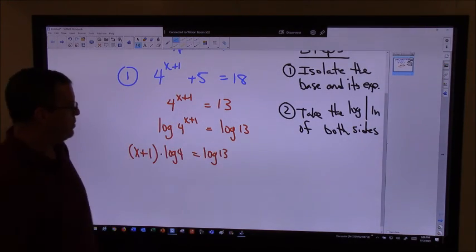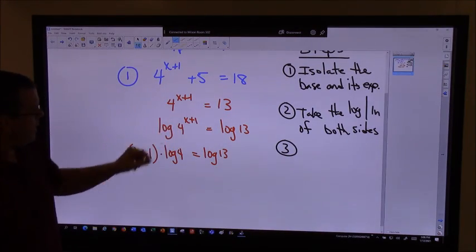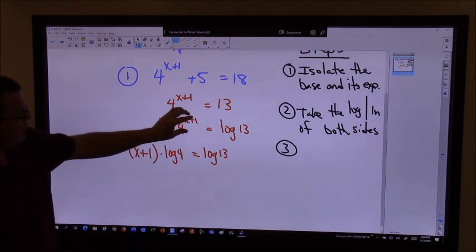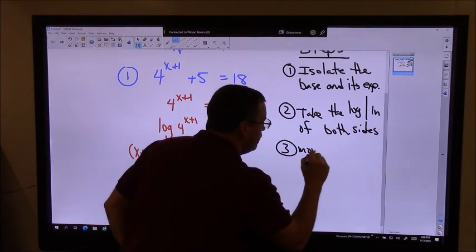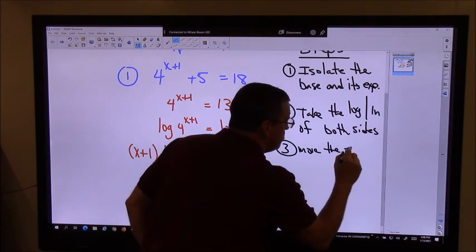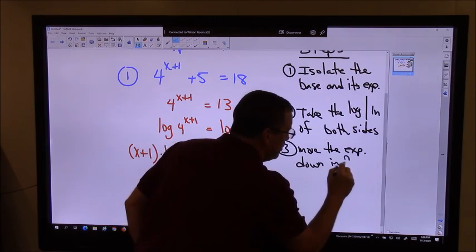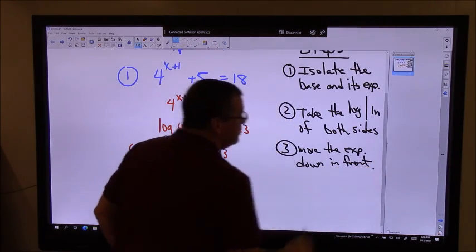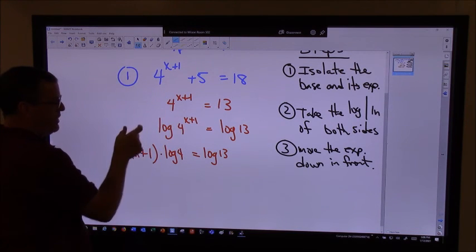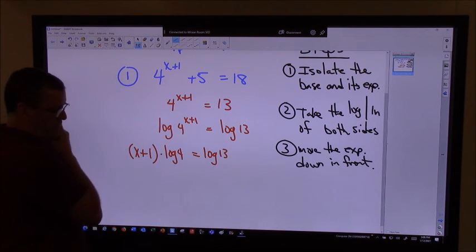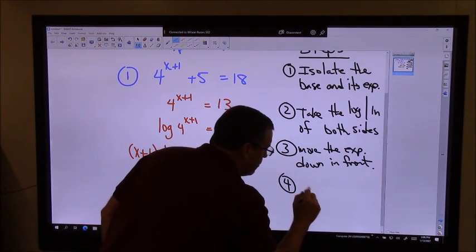All right, so let's write down another step here. After I took the log of both sides, I wanted to get the variable down in front. So move the exponent down in front. Okay, we're using our properties of logs that say you can move this down in front and then multiply those. All right, and now I just need to solve for x. So that's my last step.